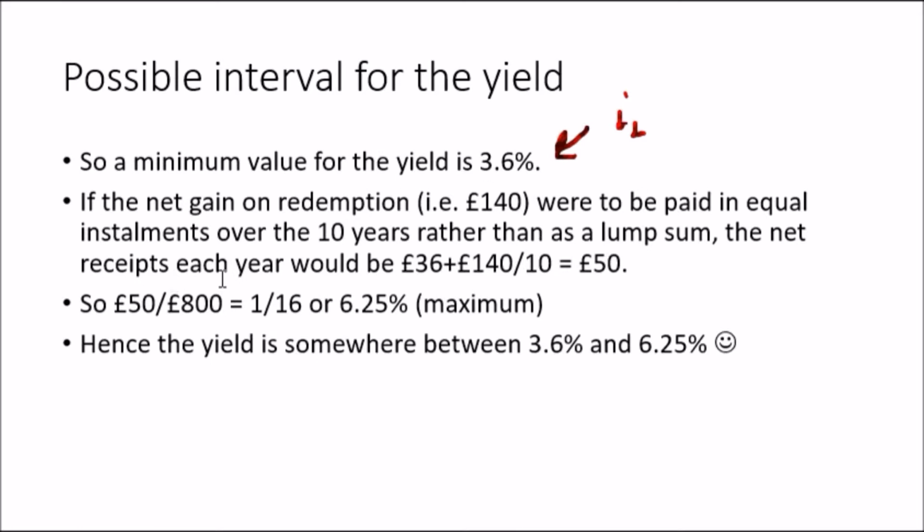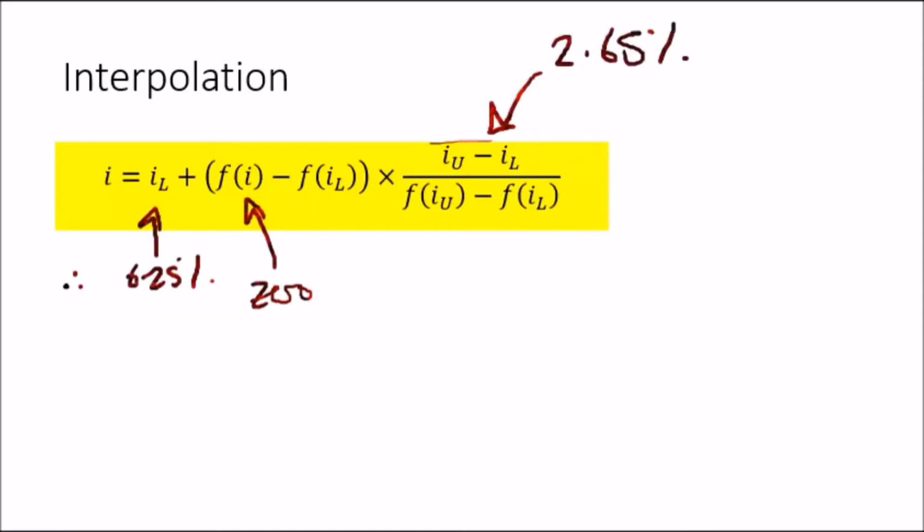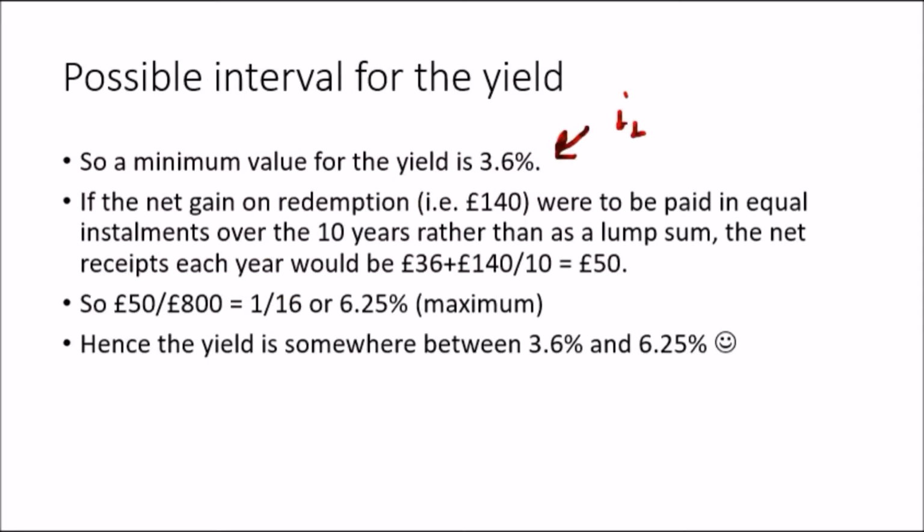So the net each year would be 36, which is the rate after income tax when the coupon is affected. So 60% after income tax plus £14. That makes £50. And if we did that as a fraction, 50 over the price of the bond, this is equivalent to 6.25%. And this, my friends, would be the absolute maximum the yield can take.